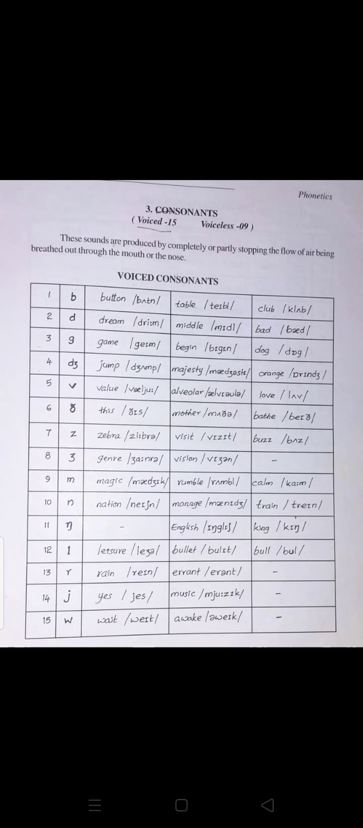And also the ninth voiced consonant sound is "m". In the initial position, magic. In the middle position, rumble. If we see in the final position, calm.